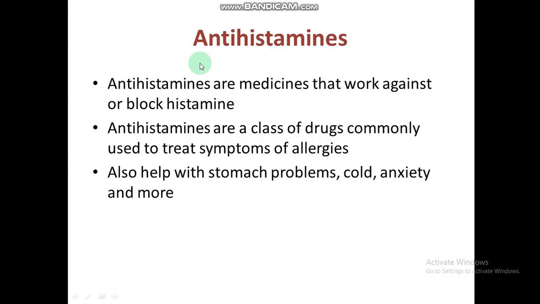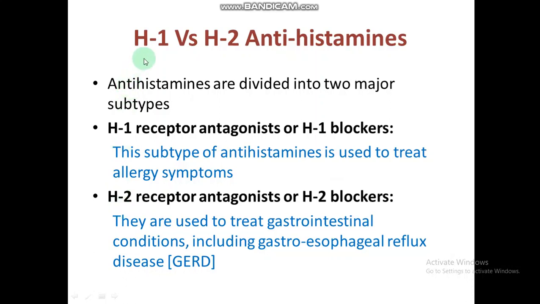Now we discuss what are antihistamines. Antihistamines are medicines that work against or block histamine or histamine receptors. Antihistamines are a class of drugs commonly used to treat symptoms of allergies and inflammation. They also help with stomach problems, cold, anxiety, and more. There are two types of antihistamines, H1 antihistamines and H2 antihistamines. Histamine receptors are divided into two major subtypes.